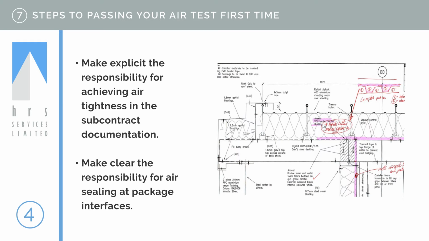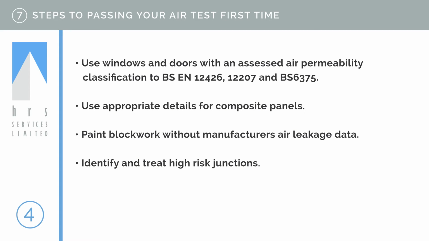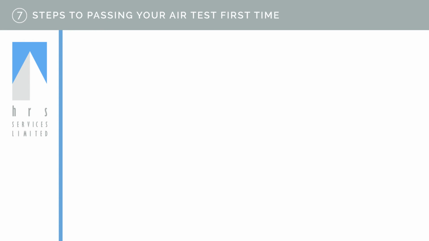As much as possible, all by others details need to be apportioned between subcontractors to maintain the continuity of the primary or secondary air seal between elements and components. A few simple pointers. Use windows and doors with an assessed air permeability classification to BS EN 12426, 12207 and BS 6375. Use appropriate details for composite panels. Paint block work without manufacturer's air leakage data. Identify and treat high-risk junctions.